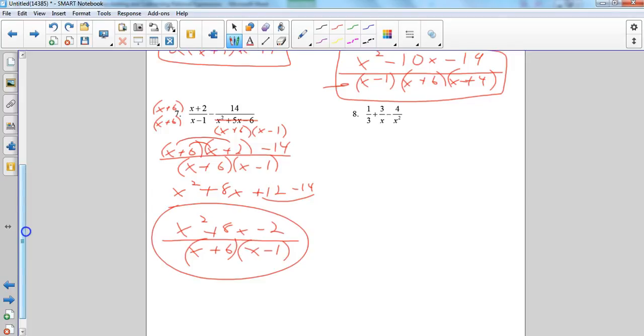Number 8. My LCD is pretty simple. It's going to be 3x squared. So, I need to multiply the 1/3 by x squared over x squared.